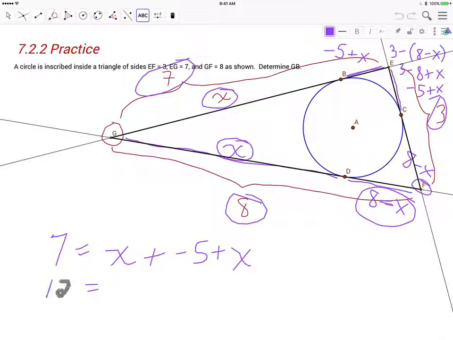What do we get here? 12, right? Add 5 to both sides equals 2X. X has to be 6. Isn't that cool? So that piece up there is 6.